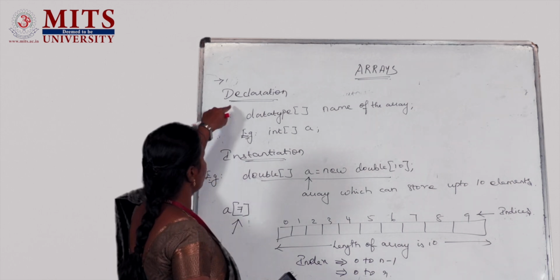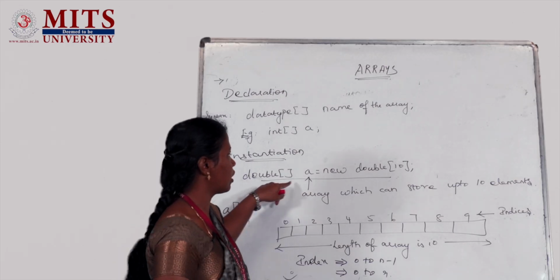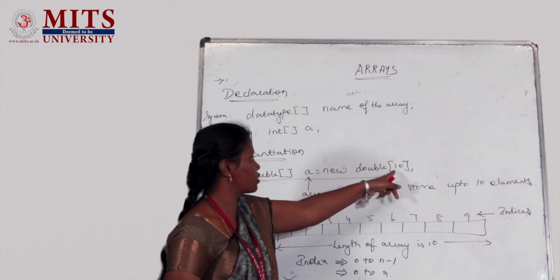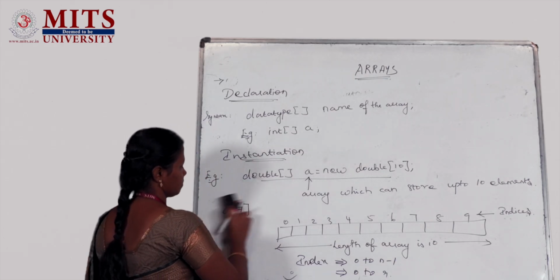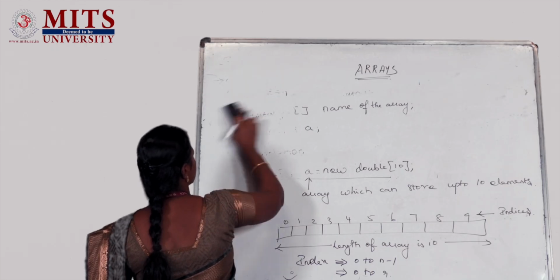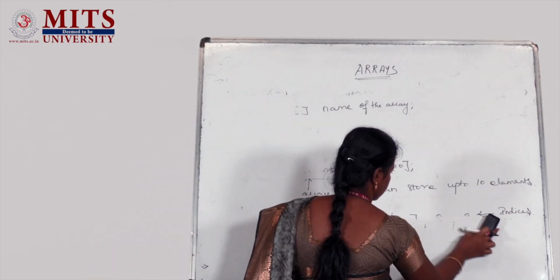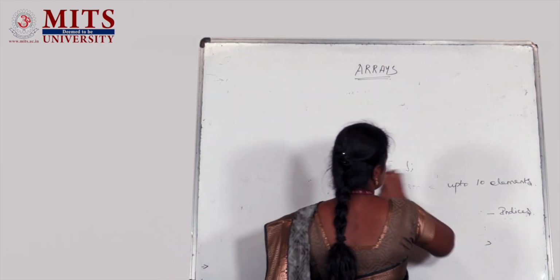So this is how we are going to declare the array, and this is how we are going to instantiate an array, meaning how we are going to allocate the memory for the corresponding array, or how many elements it is going to hold. So this is how we are going to declare as well as instantiate. Continuing that, we will discuss how to initialize an array.